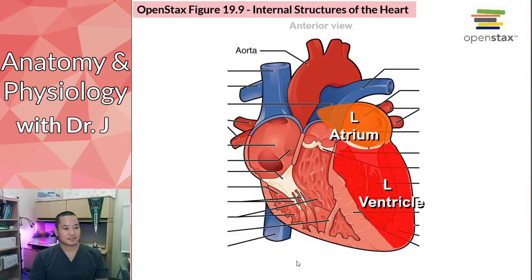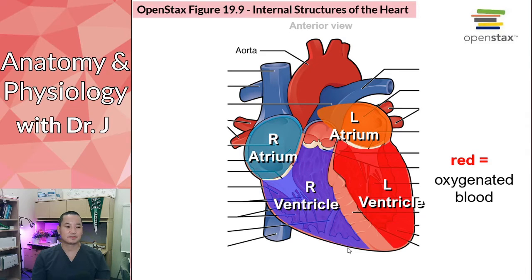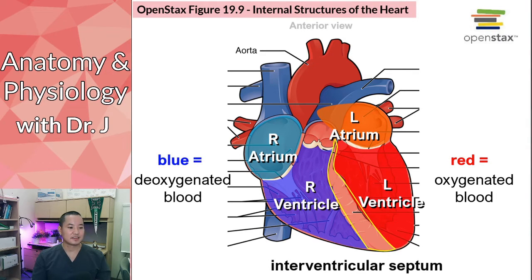Alright, so then again, the left atrium and ventricle carry oxygenated blood, and the right atrium and right ventricle carry the deoxygenated blood. But what you have between them is that interventricular septum. So this is dividing the ventricles from each other.